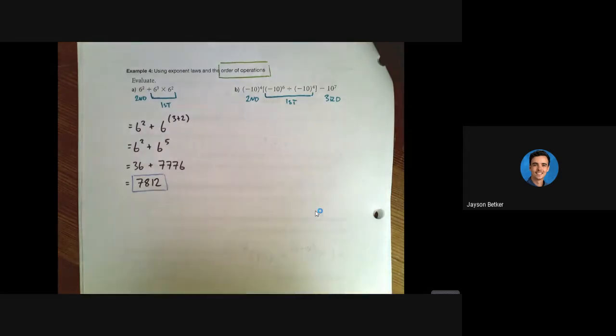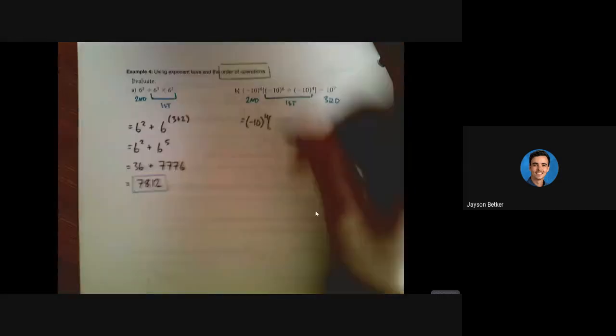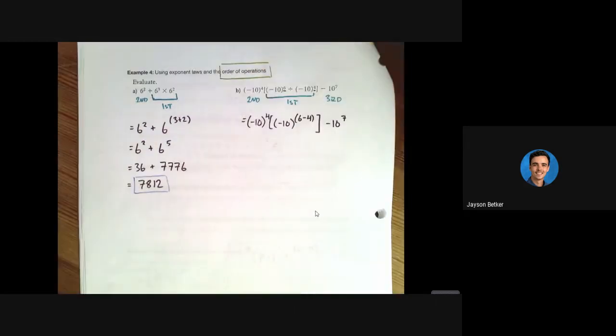So what this will end up looking like is we will have negative 10 to the 4. And then inside of this bracket, we have negative 10, and this is a division. So we're going to take 6 and we're going to subtract 4. So 10 to the 6 minus 4. Minus 10 to the 7.